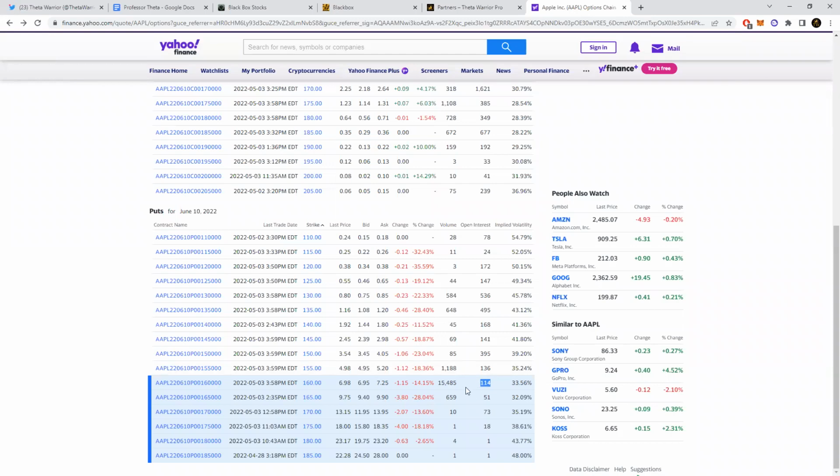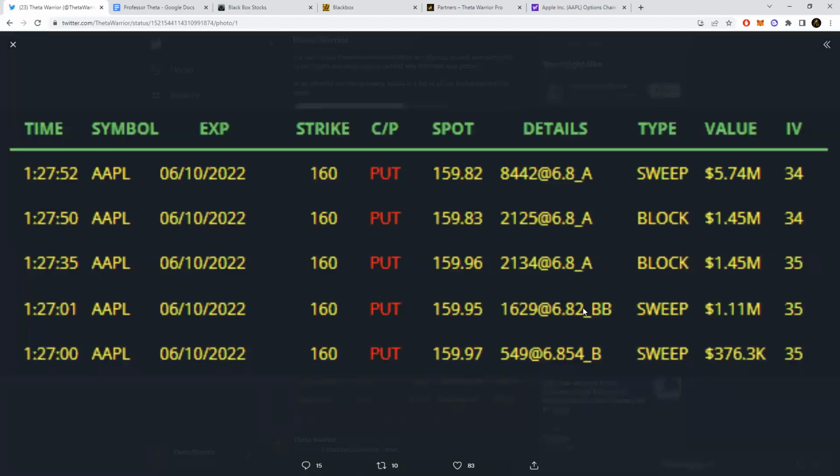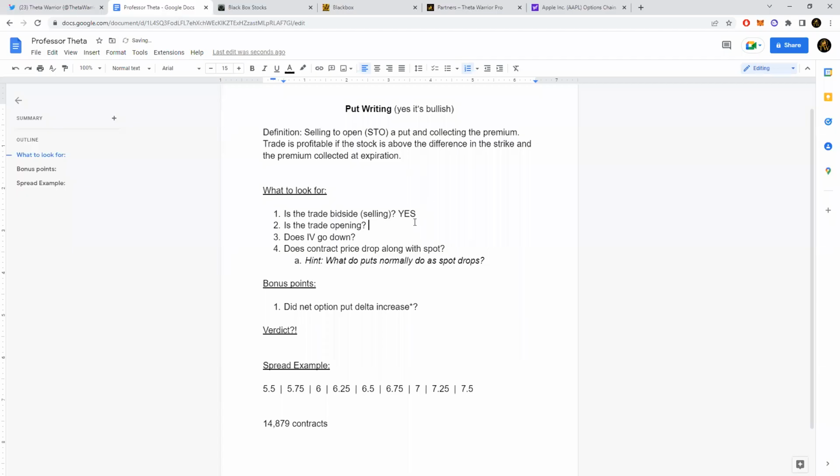That means that it has to be new opening. The only way that this could be closing is if the contract count was 114. So we know that it's obviously way above that. This last line came in at 8,400 contracts. So this is definitely a new trade. Definitely brand new contracts being opened. So that's another yes. Now, does the IV go down?